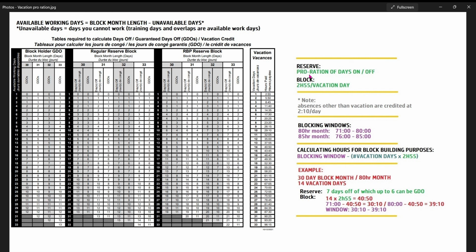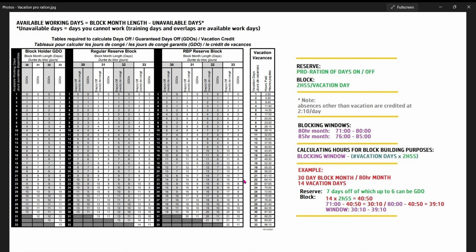In terms of a block, we're talking about how much credit your vacation is worth total. Subtract that from the blocking window. That's how many hours you have left to do. If you have any questions, you can always reach out to your PBS representatives.